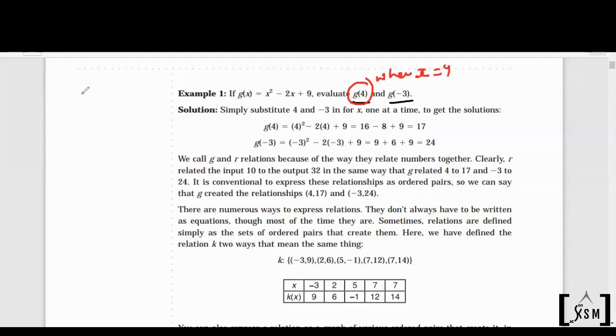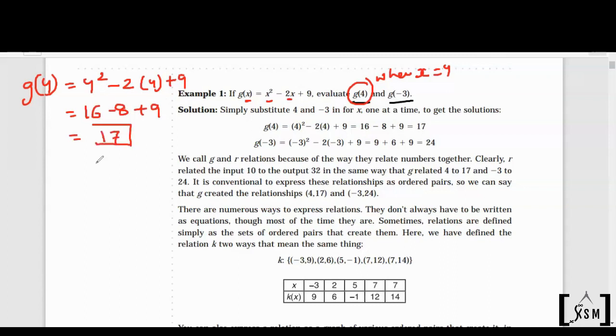So what we do is, in place of this x, we'll throughout replace 4. So we get 4 square minus 2 times 4 plus 9. And we calculate 16 minus 8 plus 9, is 8 plus 9, which is 17. So g(4) is 17. And then we find g of minus 3.